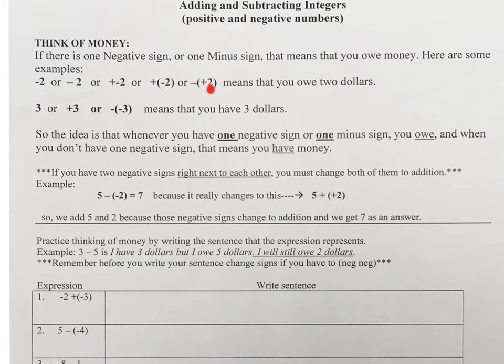Or minus with positive 2 on the inside. But you know, this one you're not going to really see that often. That's kind of weird. So I guess you could scratch it out from your worksheet. But anyways, all of those are different examples of you owing money. Okay, owing $2. And if we look at the next list of examples here, positive 3 means you have $3. Plus 3, you have $3.